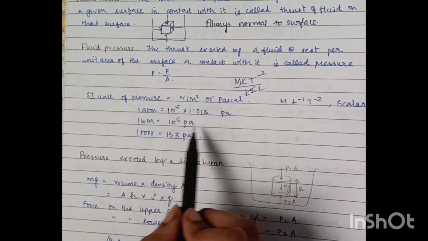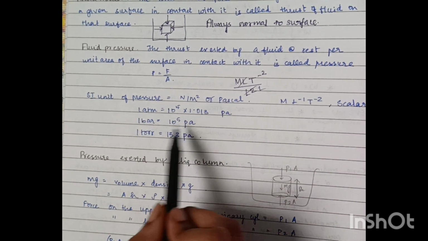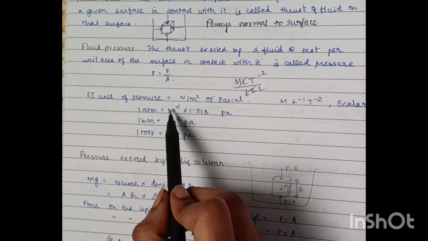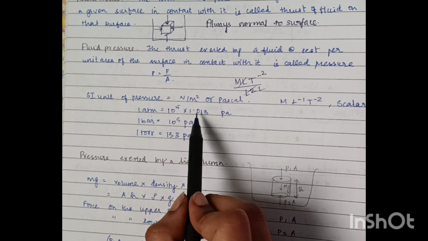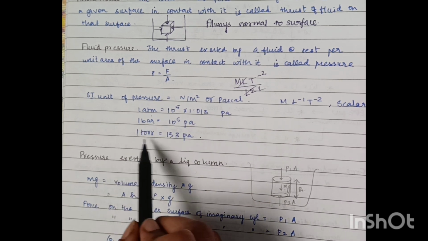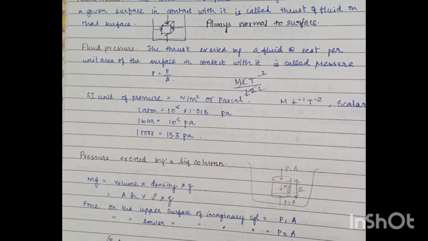And we should know the relation between atmosphere and Pascal, bar and Pascal, and torr and Pascal. 1 atmosphere is equal to 1.013 into 10 power 5 Pascal. 1 bar is equal to 10 power 5 Pascal. 1 torr is equal to 133 Pascal.